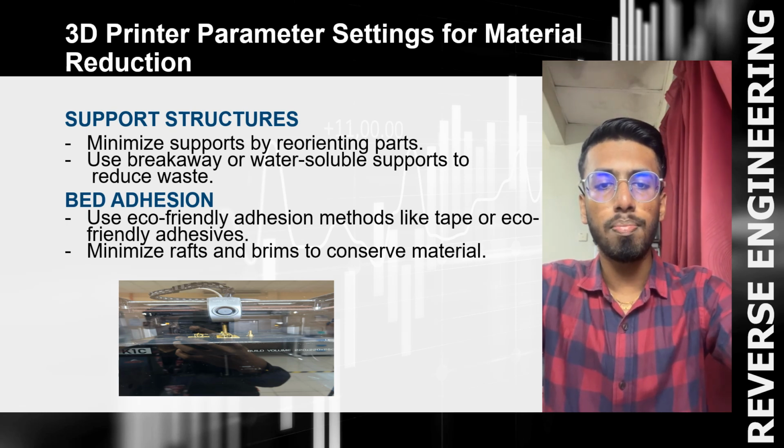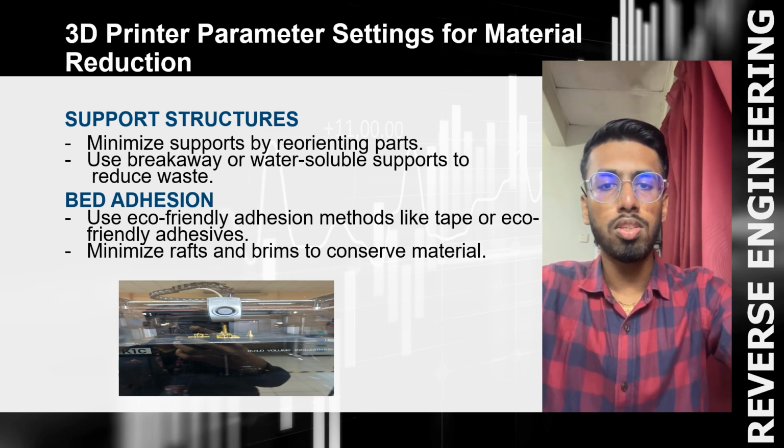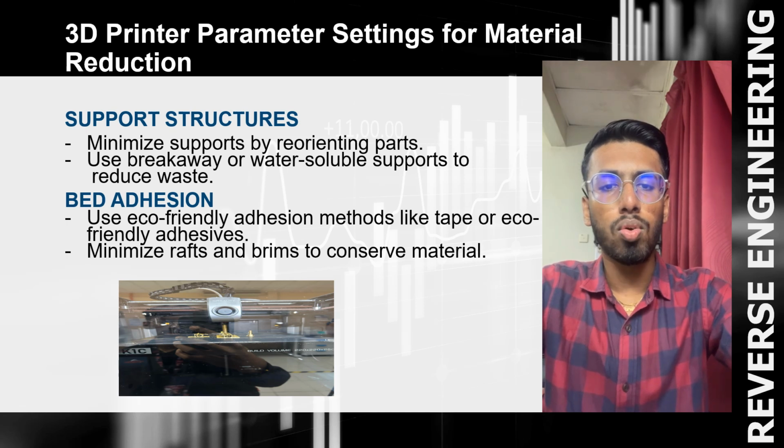The next is bed adhesion. Eco-friendly adhesion techniques. To keep the printed object stable on the print bed, eco-friendly adhesion methods such as painter's tape or low-impact materials can be used. These materials often offer a secure adhesion to the build plate without excessive material use, help conserve resources, and also minimize rafts and brims.